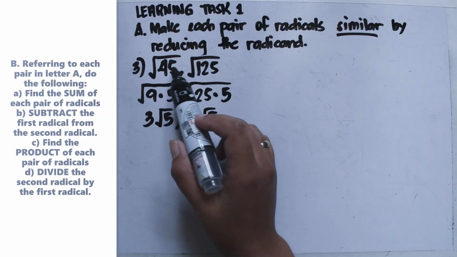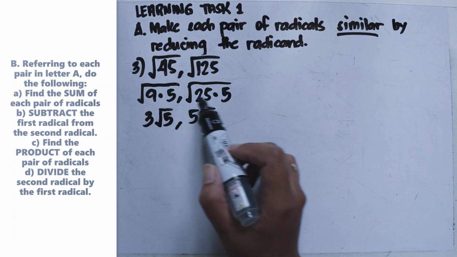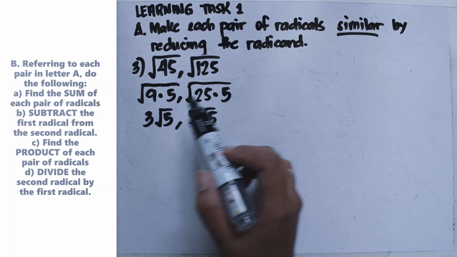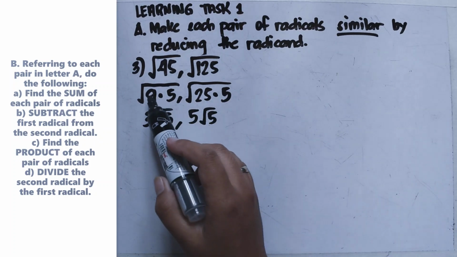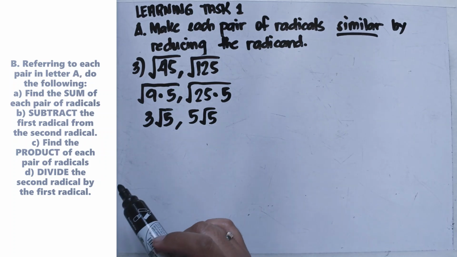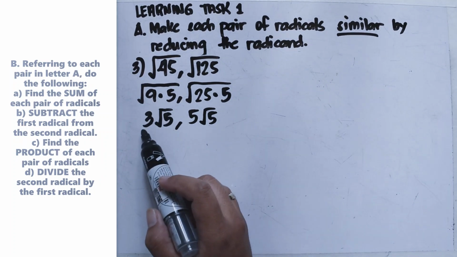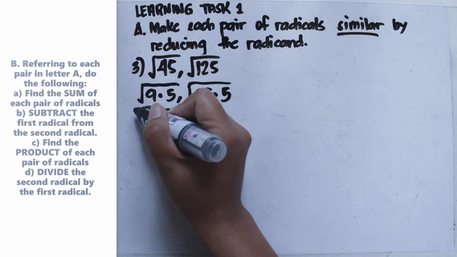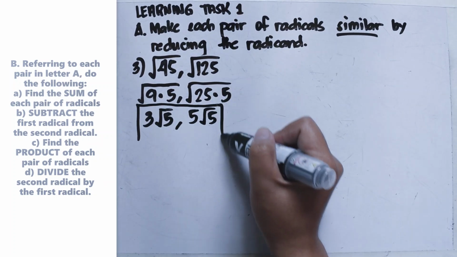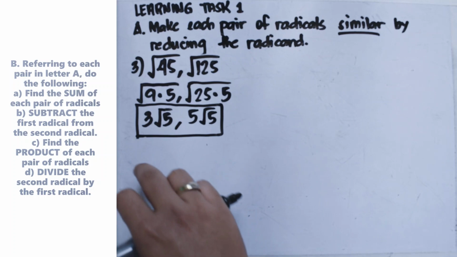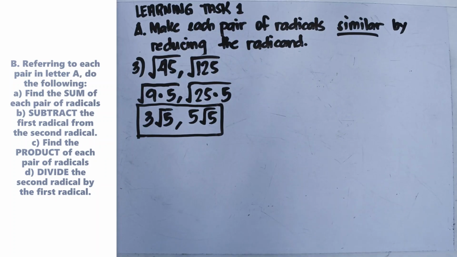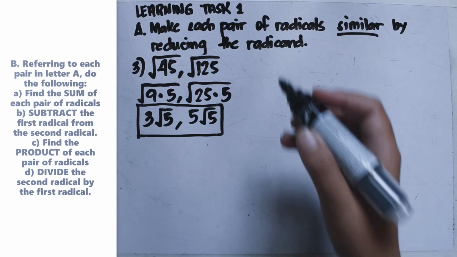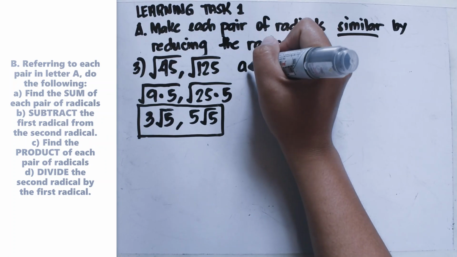Got it. So, again, since you saw that both are divisible by 5, you know that 5 will be their common radicand. So, just look for their partner factors. Square root of 9 is 3, square root of 25 is 5, and 5 stays inside. So, therefore, these are our similar radicals: 3 square root of 5 and 5 square root of 5. Now we have our similar radicals. Let's now answer letters A to D.